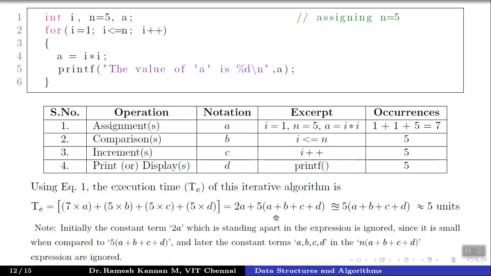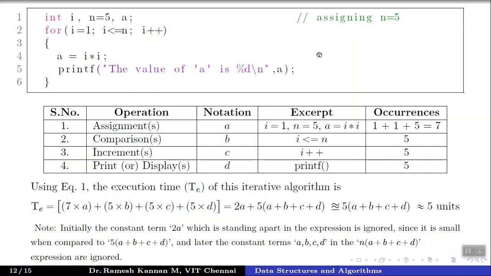And we can write this as 2 times A plus 5 times A, so that you can take the 5 times outside. So 5 into A plus B plus C plus D, and then you can ignore 2A, and then finally you can ignore all these constants, and that will lead us to 5 units. So this is a typical example: n equals 5, it's 5.